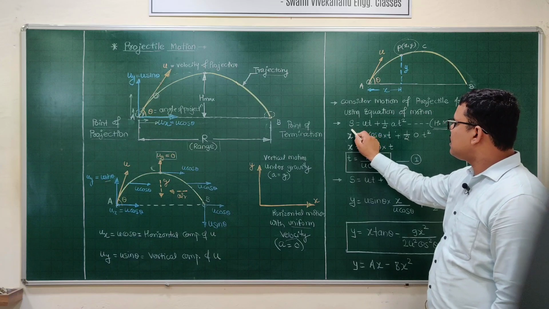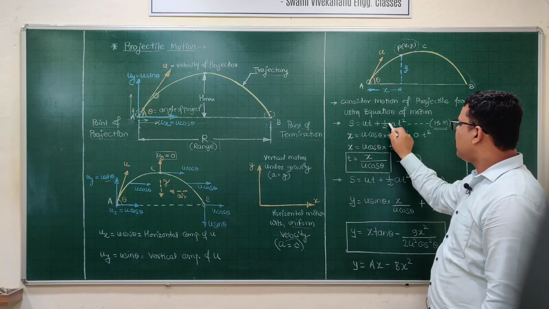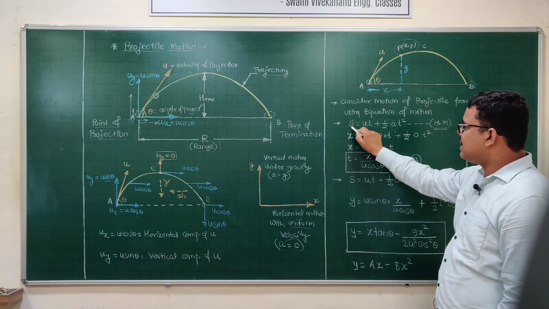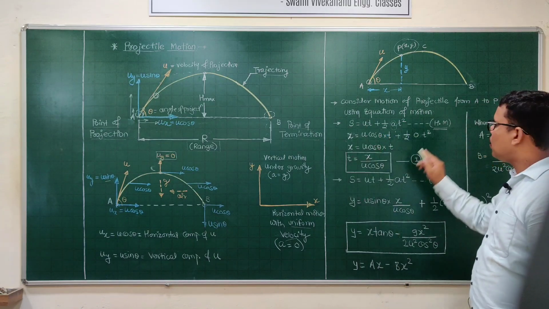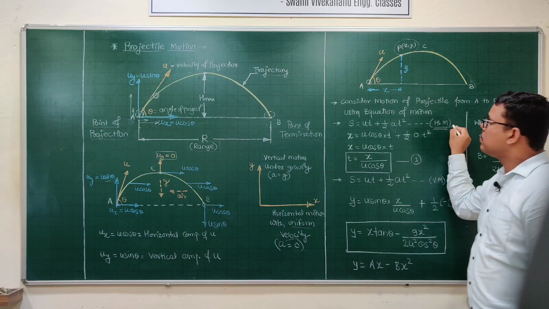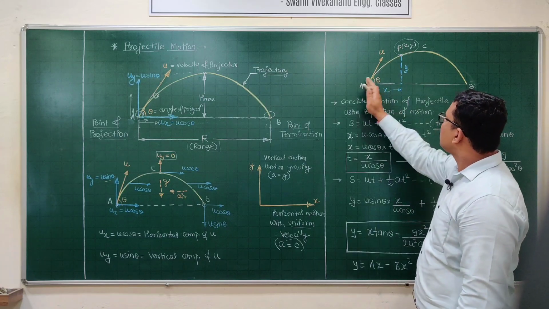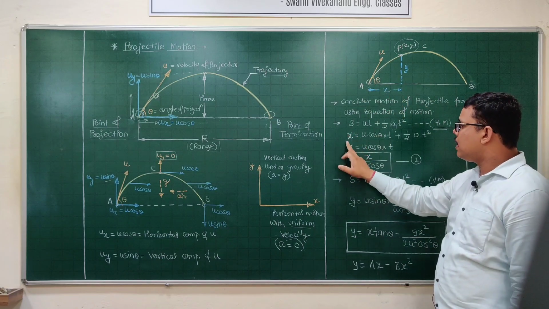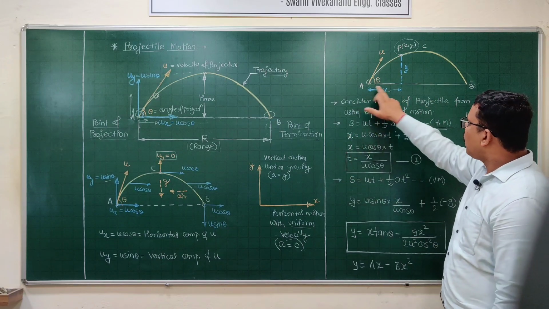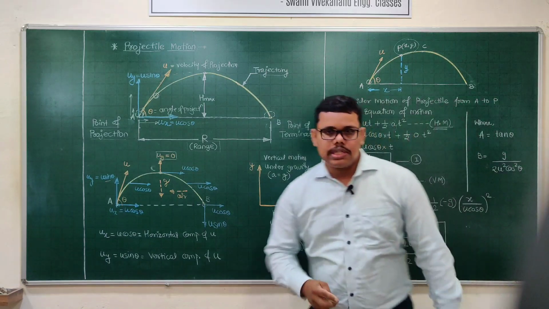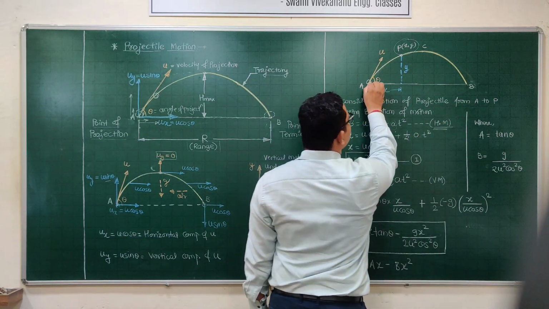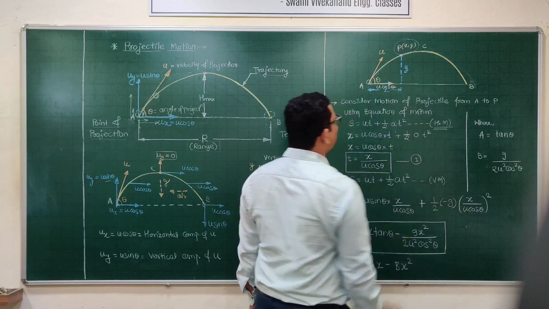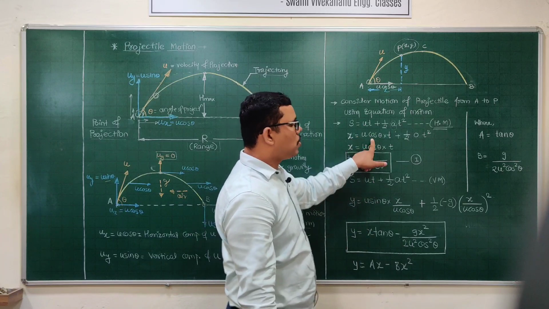So here S is equals to ut plus half at square, meaning जो acceleration होगा वो 0 होगा. Whereas S is the displacement along the horizontal direction. So horizontal direction में displacement कितना हुआ है? x. So यहाँ पे S को मैंने x से substitute किया. Along the x direction, the velocity becomes u cos theta. यहाँ पे x direction में velocity क्या होगा? u cos theta. So u becomes u cos theta.